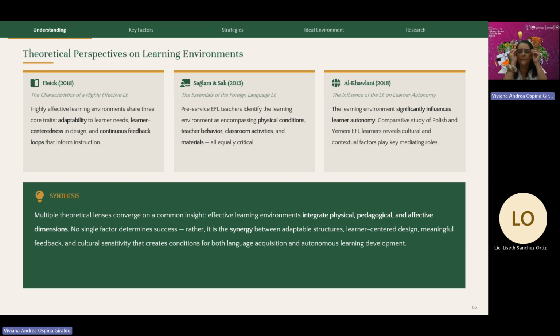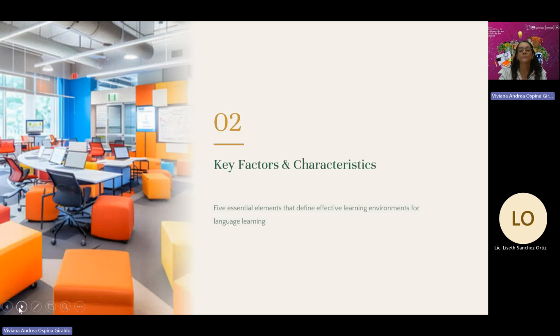It's also important to design learner-centered, meaningful activities so that I can constantly be encouraging the student to be autonomous and also giving him feedback so he knows which way he's going. And when it comes to the second part of our talk tonight, we talk about key factors and characteristics, and there are 5 essential elements that define effective learning environments for language learning.